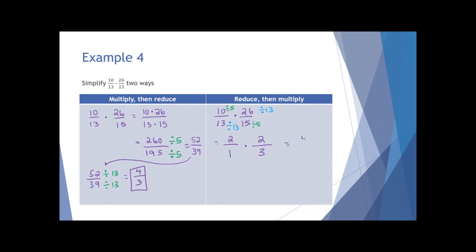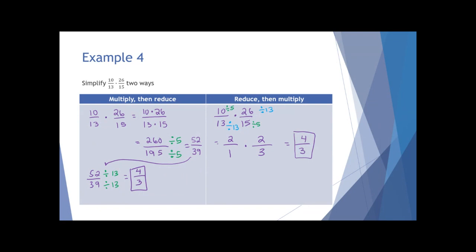2 times 2 is 4. 1 times 3 is 3. So you get the same answer. And I prefer this method because you're multiplying smaller numbers, and it just seems like fewer steps.